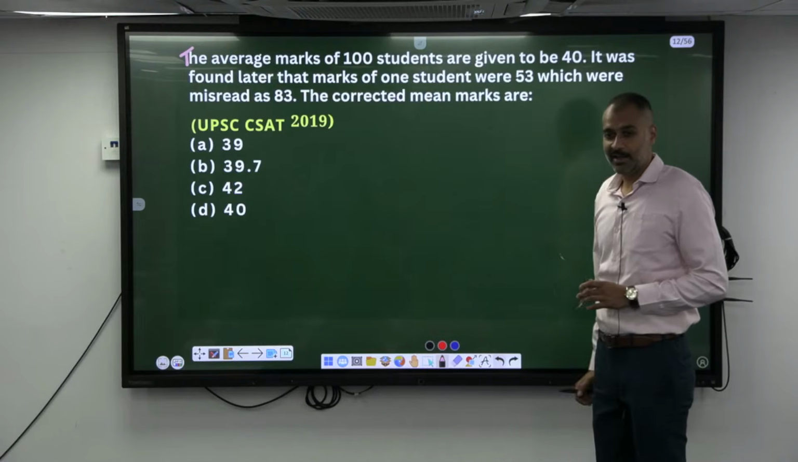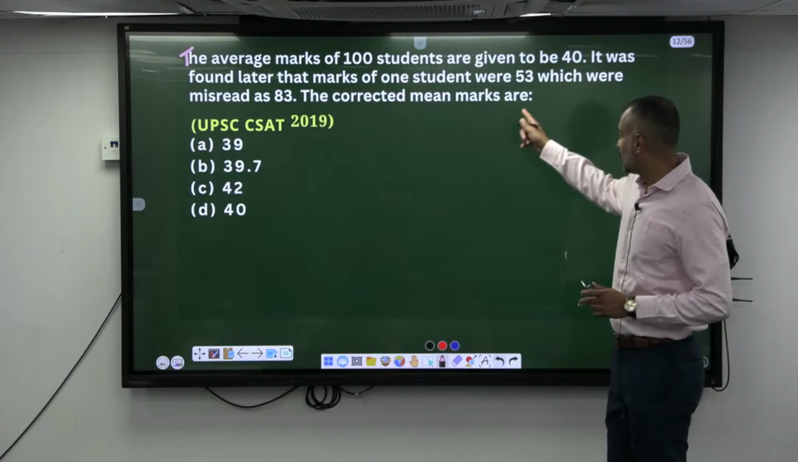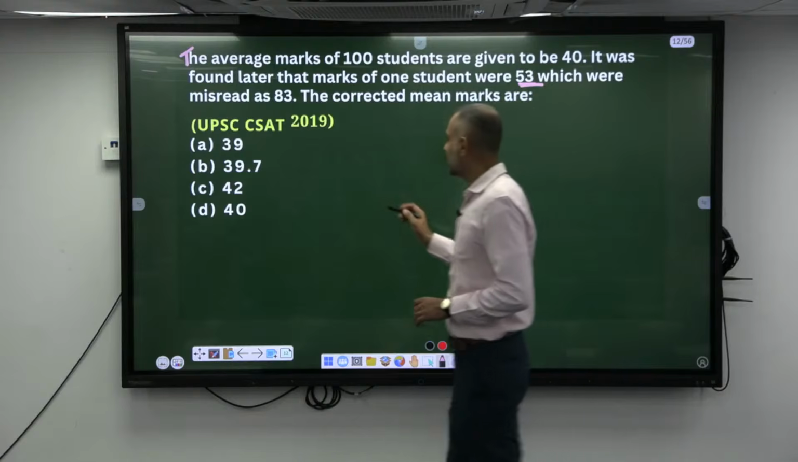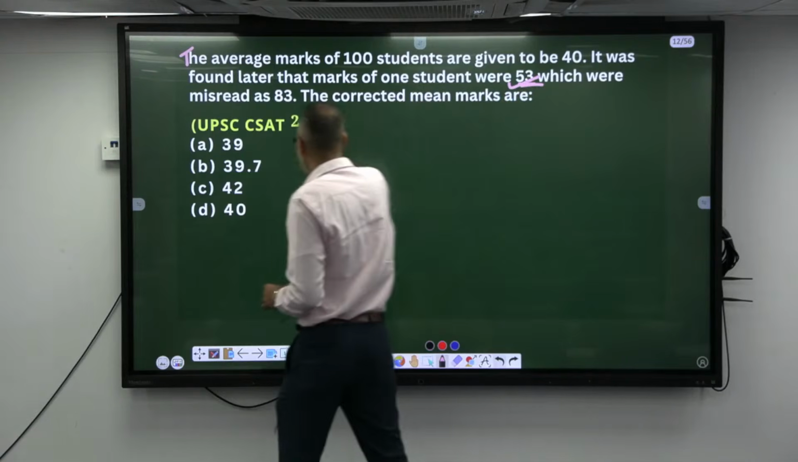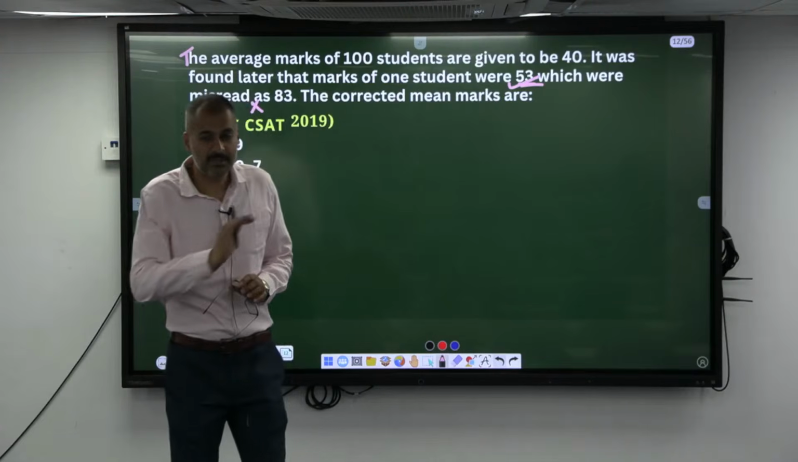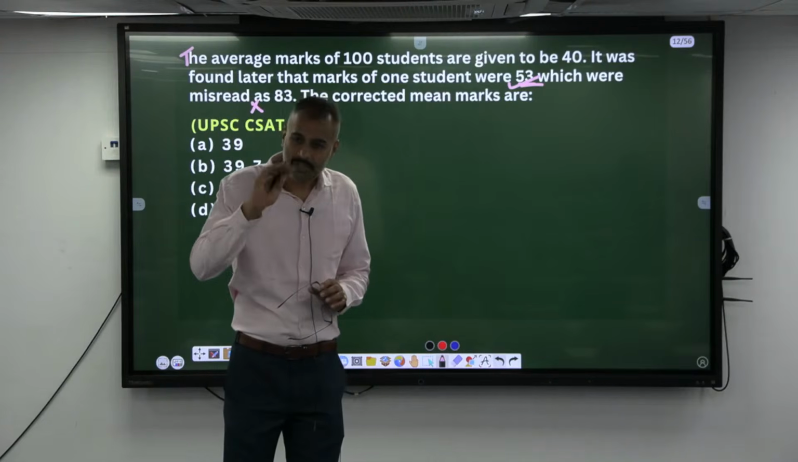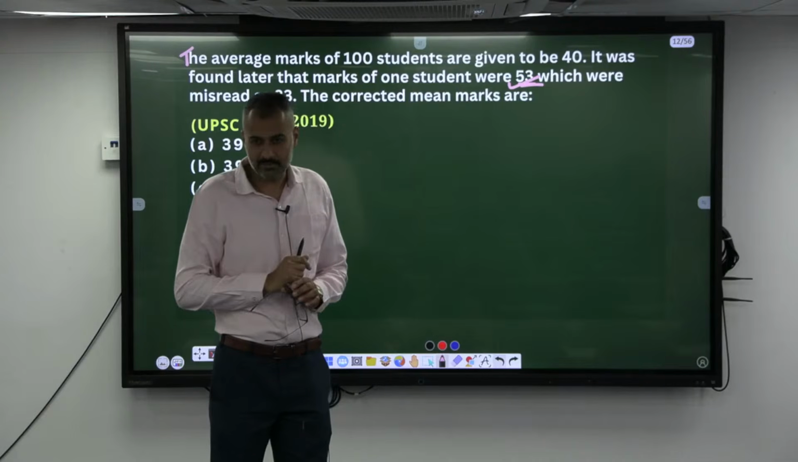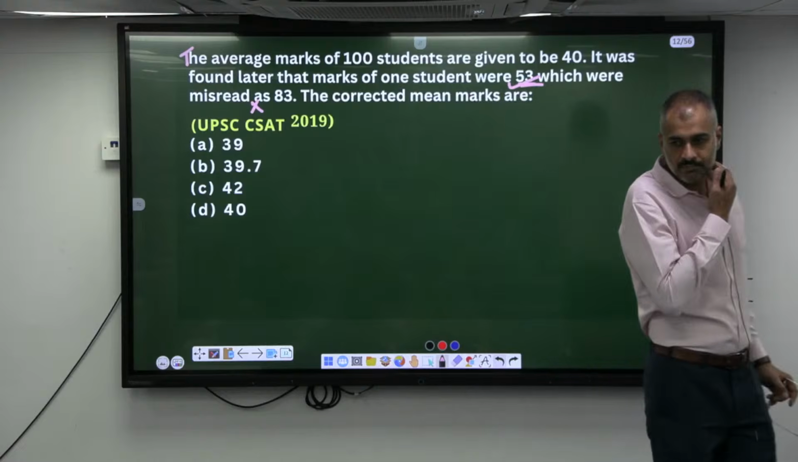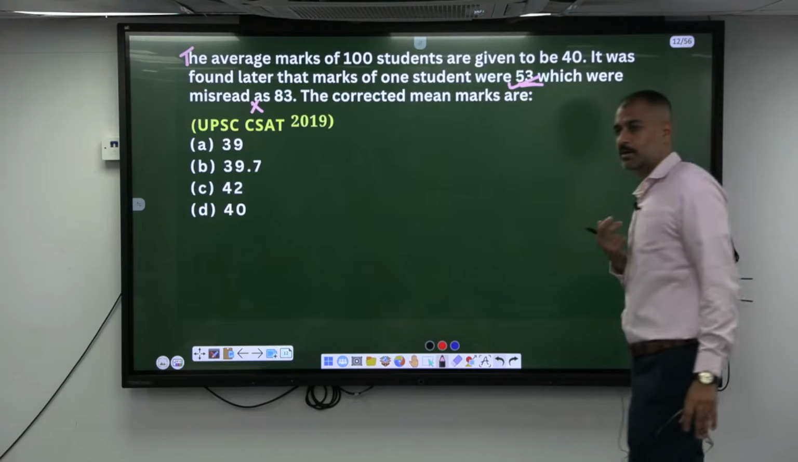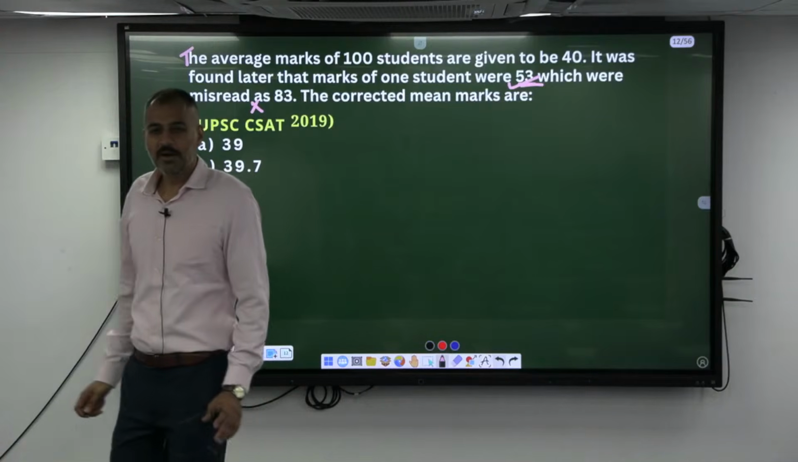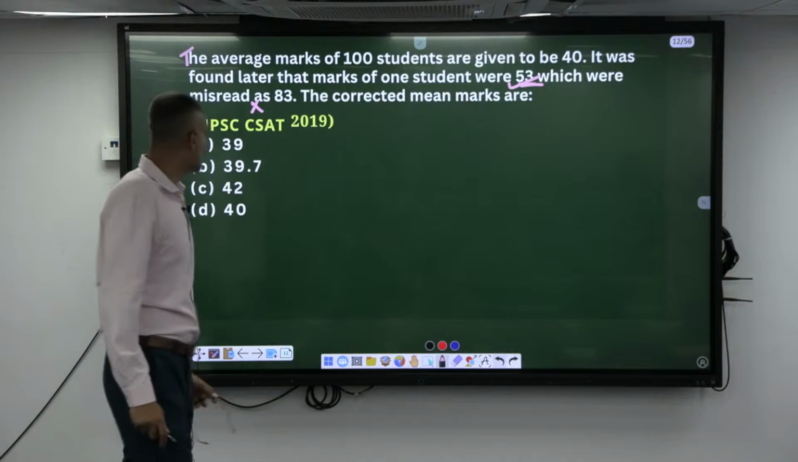53 or 83? One of the students' marks were 53, which were misread as 83. So this is the right one, but we have added the wrong one. So in the sum of their marks, how much has to be subtracted? 30. After subtracting 30, you have to find the new average. Okay, subtracting 30. Calculator. 39.7.